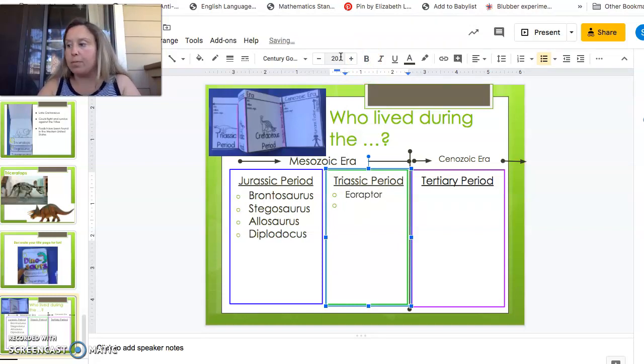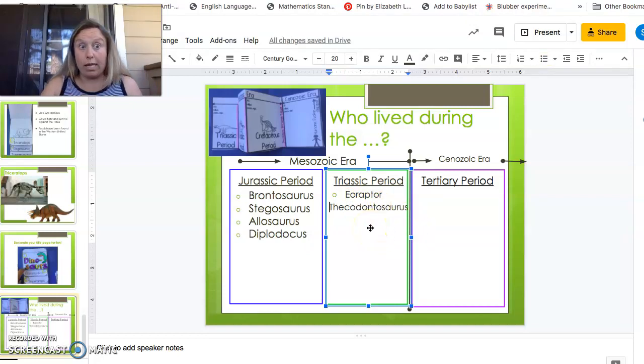Very early dinosaur. This next one, I actually had to look up how to say it. So I'll spell it first. I know it's kind of hard to see, so maybe I should just make it bigger. There we go. Now we can see it. Okay, so ready? Phycodontosaurus also lived during the Triassic period. Phycodontosaurus.